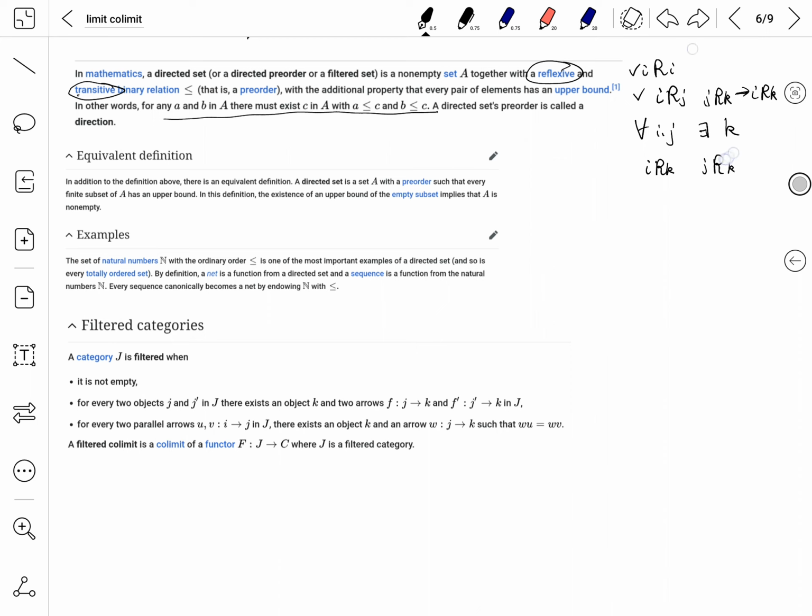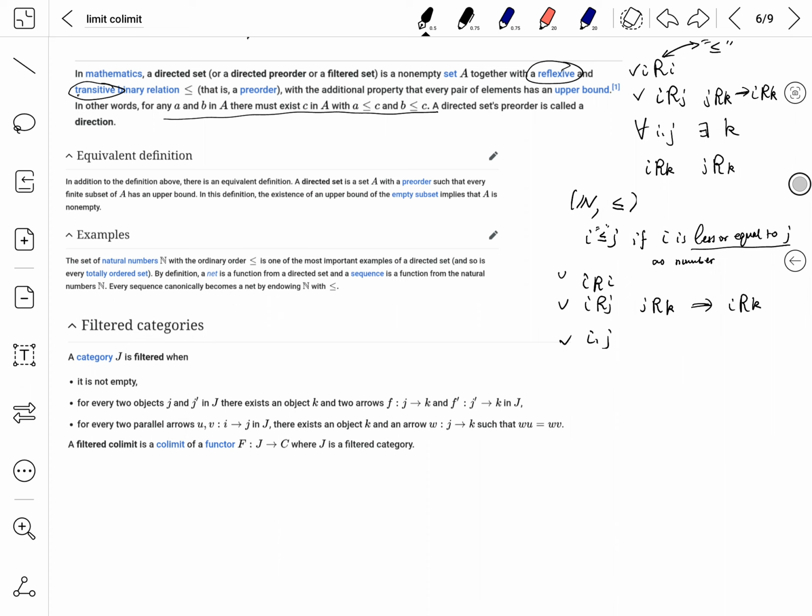And we'll call this R less equal because this intuitively corresponds to our intuition on integers. If we really define it in the way that i is less or equal to j, because this is just a symbol, okay, less equal than j as an integer, as a number, then obviously i is always less equal than i. If i is less equal than j and j is less equal than k, then i is less equal than k. And thirdly, for any two integers i, j, there exists an integer k such that i and j are both less equal than k. Right?